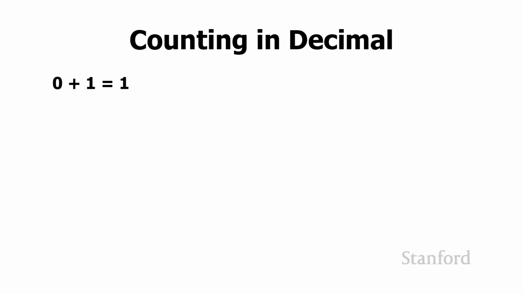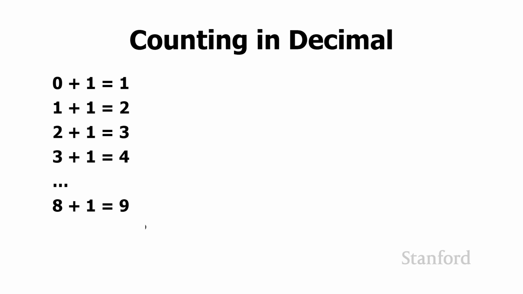So I'm going to start off with a 0, and I'm going to add 1 to it. And of course, that's going to give us 1. We're going to add 1 to 1, and that will give us 2. We'll add 1 to 2, and that'll give us 3, and so on. And then we'll continue on. We'll get to 8. We'll add 1 to 8. That'll give us 9. We'll add 1 to 9.